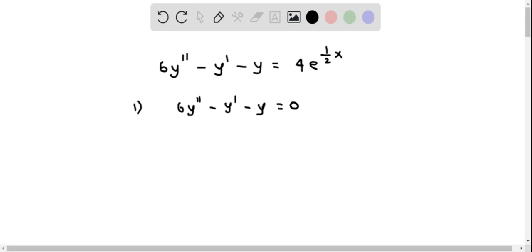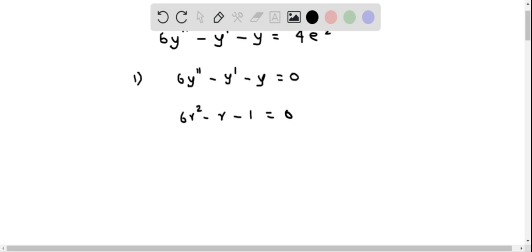So we can write the characteristic equation. Therefore, this can be written as 6y double prime is replaced as r squared, minus y prime is replaced as r, and then negative y is replaced as negative 1, and this equals 0. So we have to solve this characteristic equation in r and determine the values of r.